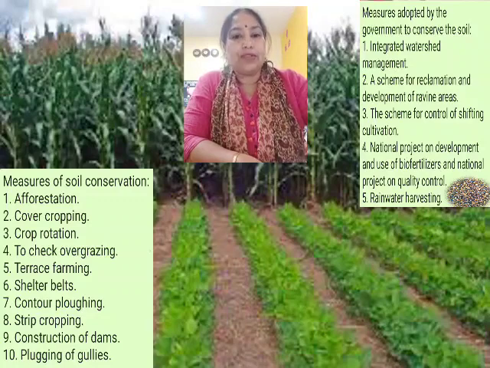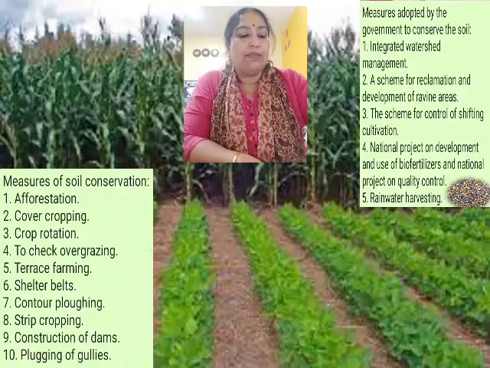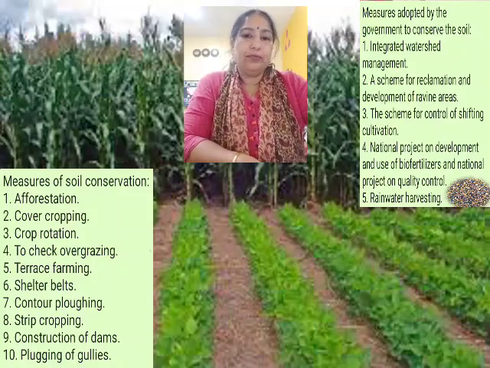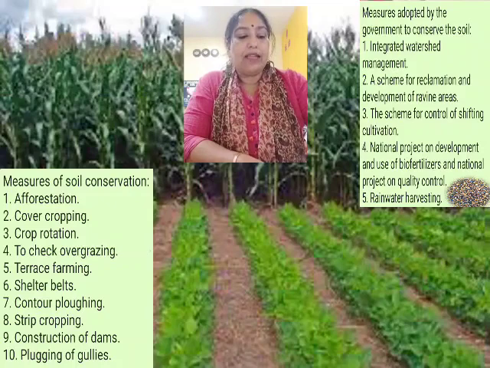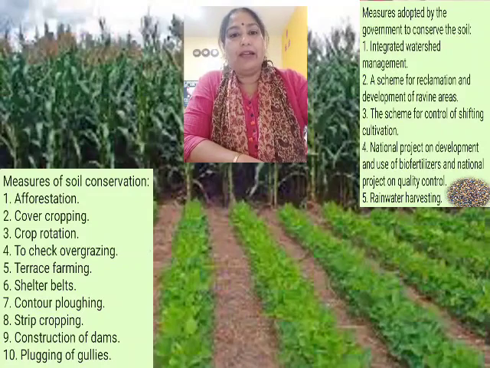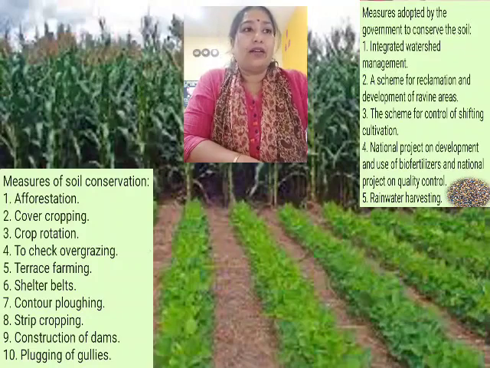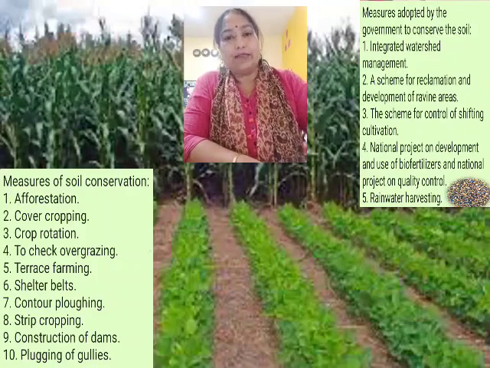Construction of dams. Rivers cause soil erosion. Dams are built in the upper course of the river to control soil erosion. Now, at the last, plugging of gullies. The gullies made by the soil erosion are plugged with deposition of silt during the heavy rain. So these are the points which are the measures of soil conservation.